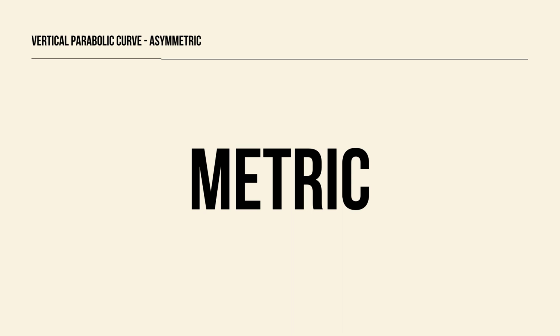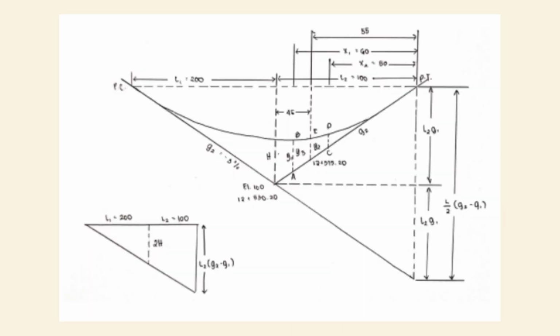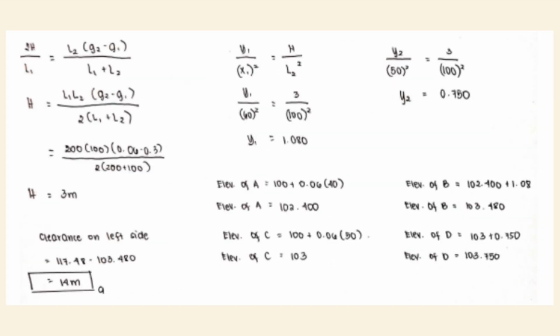So first, let's solve the problem using the metric system of measurement. So from the given values, our illustration would look like this. X sub 2 is half of L sub 2, while X sub 1 is simply X sub 2 plus the width of the bridge. 45 meters is what's left if we add half the width of the bridge in X sub 2 and subtracting the resulting value from L sub 2. So it's 100 minus 50 plus 5 equals 45 meters.